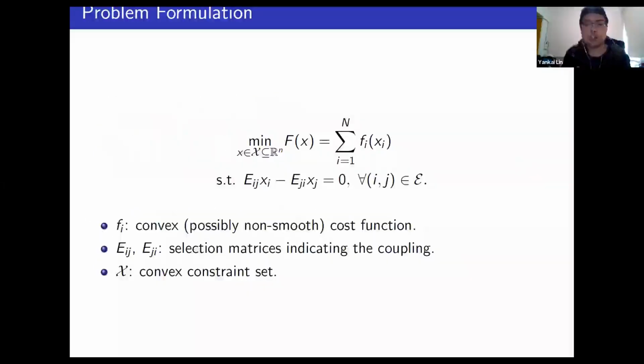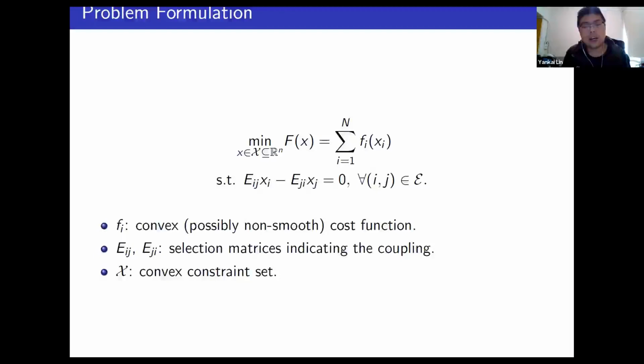So here is the mathematical problem formulation. We're trying to minimize a finite sum of functions fi with its argument xi, and the global decision variable x is constrained in this calligraphic X and subject to some equality constraints. Here fi is convex, and we are not imposing that it's smooth, so it's the cost functions. And the matrices Eij and Eji are just selection matrices indicating the coupling between local variables.